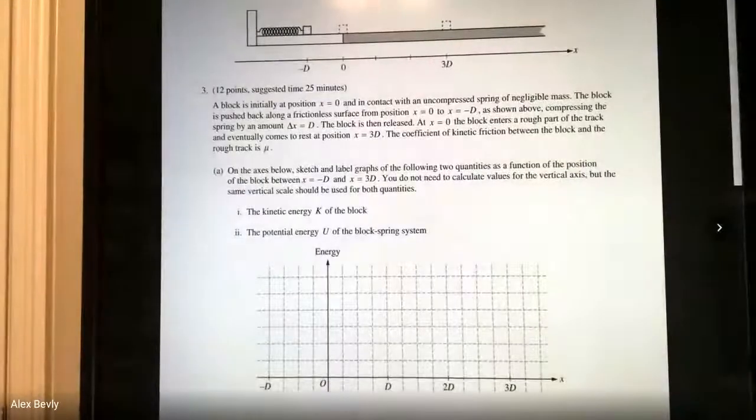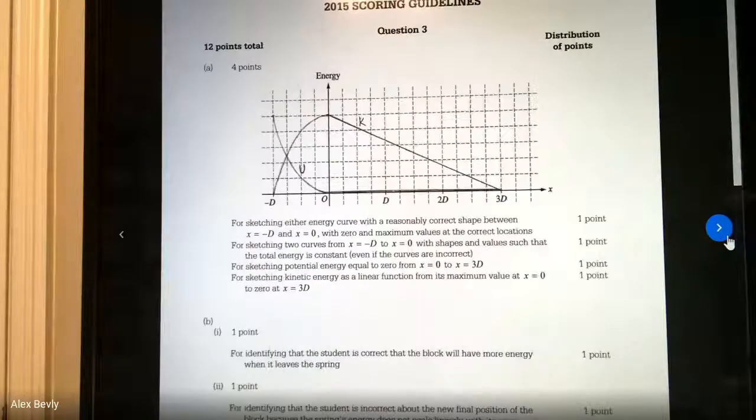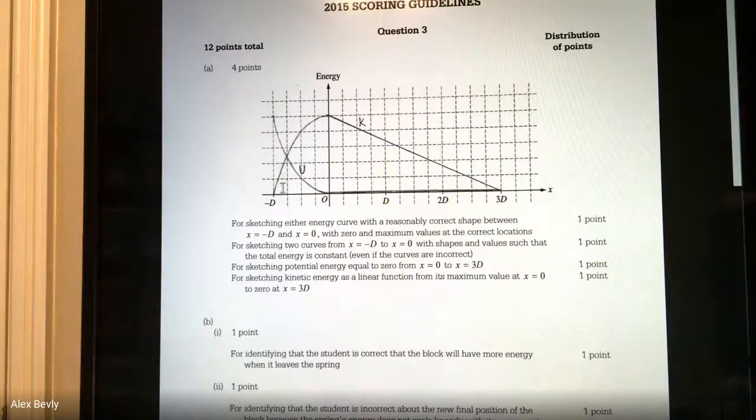All right, so let's look at our rubric. So again, you're going to work through this and then grade yourself after the fact. Let's see how they actually said this. So sketching either curve, either energy curve with a reasonably correct shape between negative d and 0, with 0 and maximum values at the correct location. So if you got either of these correct, it looks good. They just had U. If you wrote UG, I think I would take off points for all of the spring energy ones, just being on the harsh side.